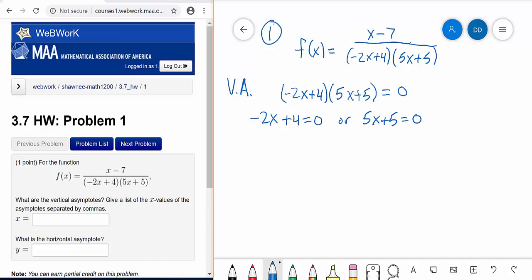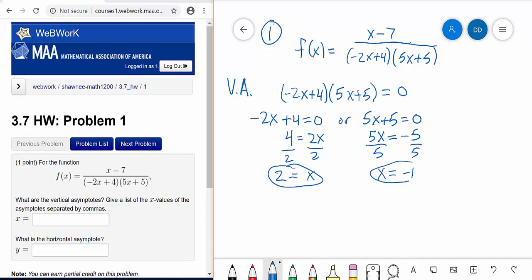And solving for x, we can add 2x to both sides on this equation, and then dividing by 2, we get x equals 2 is one of our vertical asymptotes. So this is the equation of the vertical line with x coordinates equal to 2. Then we can solve the second equation by subtracting 5 from both sides and then dividing both sides by 5, and you get x equals negative 1. So these are the two vertical lines that give us vertical asymptotes, and we'll see that on the graph here in a second. And then the next part, we need to find the horizontal asymptote.